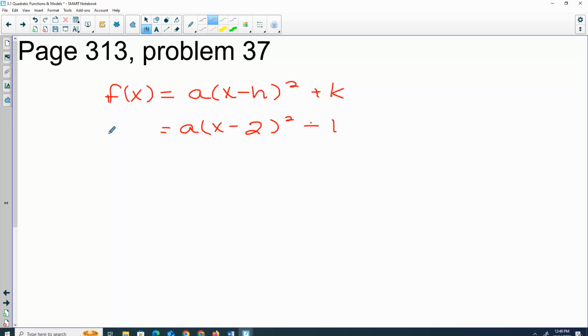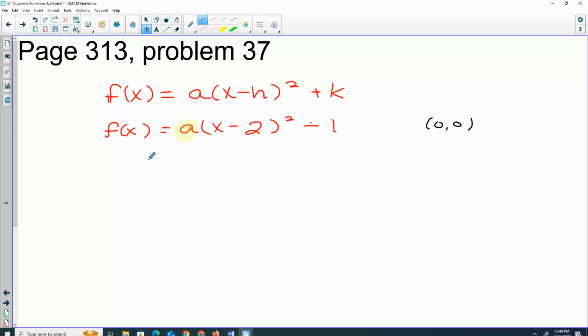So my formula, I know just by plugging in my vertex, we have an (x minus 2) squared minus 1. The only other thing this might have is a number out in front. So we need to figure out if it does. That's where the other point on our graph comes in. So it tells me that (0, 0) is a point on this graph.